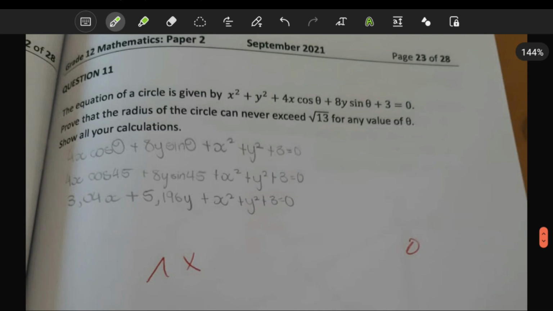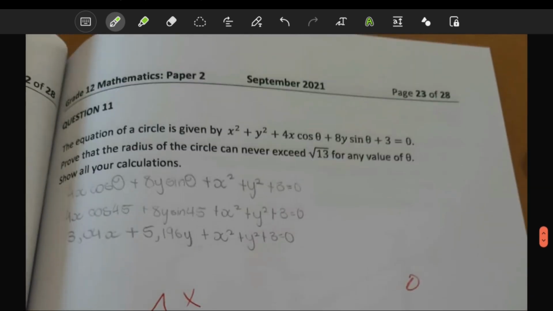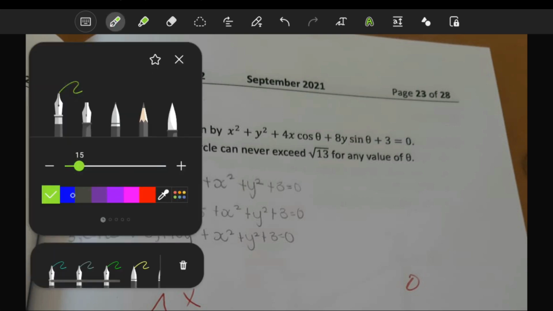Anyways, this question, what does it say? It's out of how many marks? 7. It says the equation of a circle is given by this. Then it says prove that the radius of the circle can never exceed square root of 13 for any value of theta. Show your calculations. So looking at what we're given here, the one thing that comes to mind is to just put the equation into standard form first, and then show that the radius can never go above this.